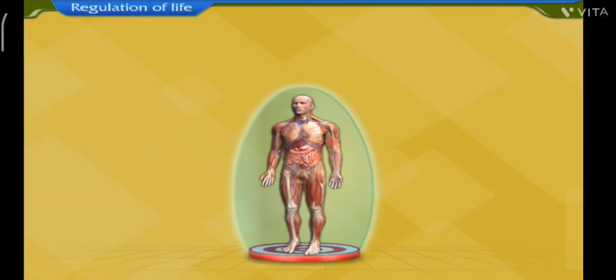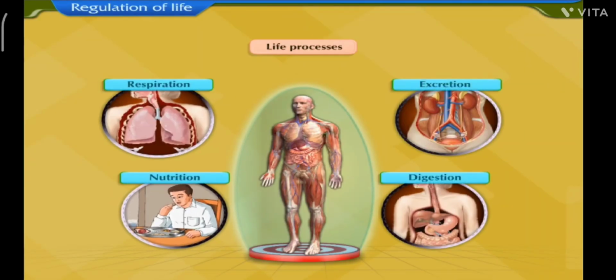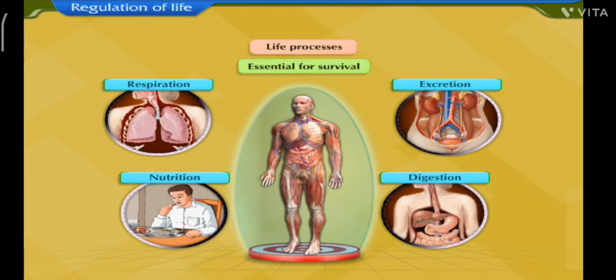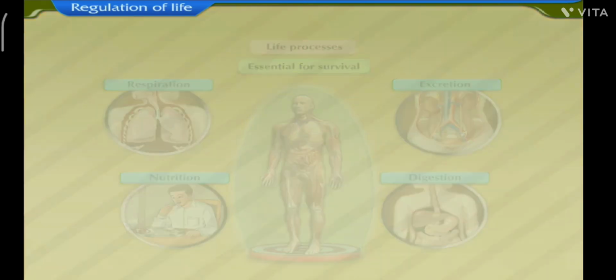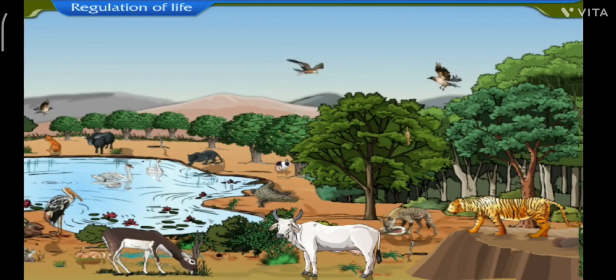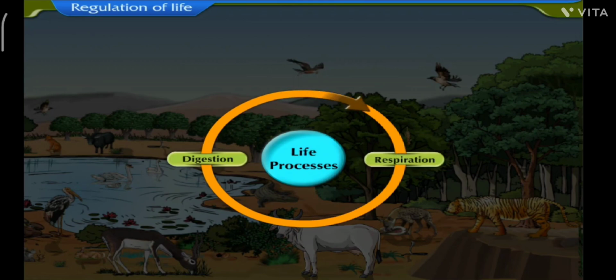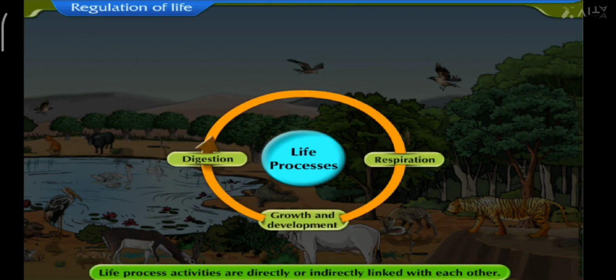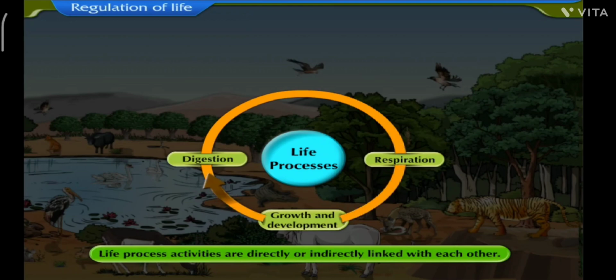We have learnt about various life processes like nutrition, respiration, excretion, digestion, etc., which are essential for the survival of every individual. In all living organisms, life processes such as digestion and respiration, growth and development must occur simultaneously one after the other because these activities are directly or indirectly linked with each other.